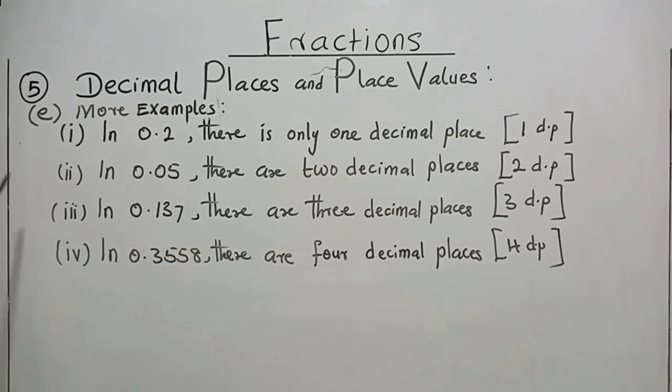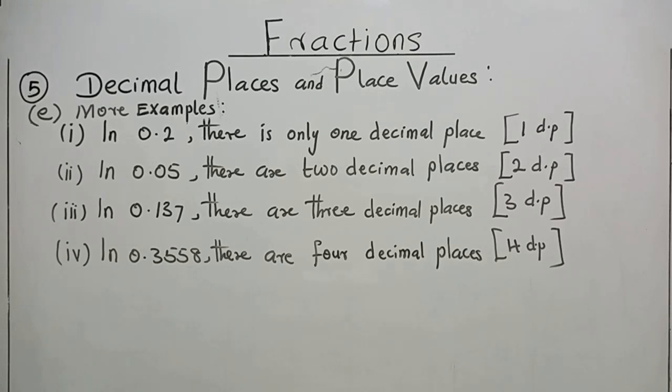What about the last one, 0.3558? Can you tell? Certainly, there are 4 decimal places, that is 4 dp in it. What that means is that from whichever vulgar fraction this 0.3558 came, there we have 4 rounds of sharing to produce 8. We can have many more examples.